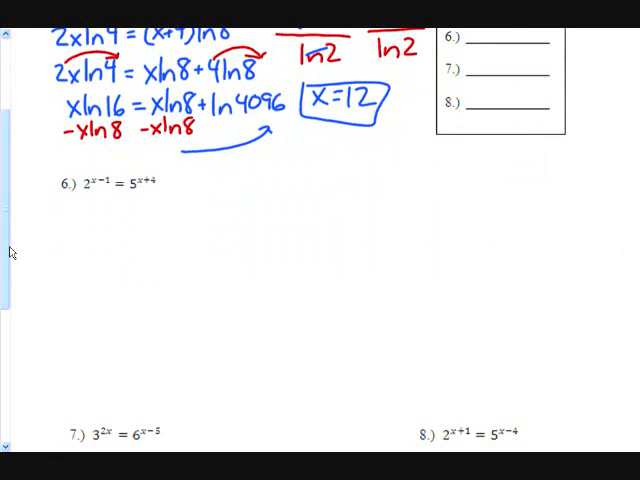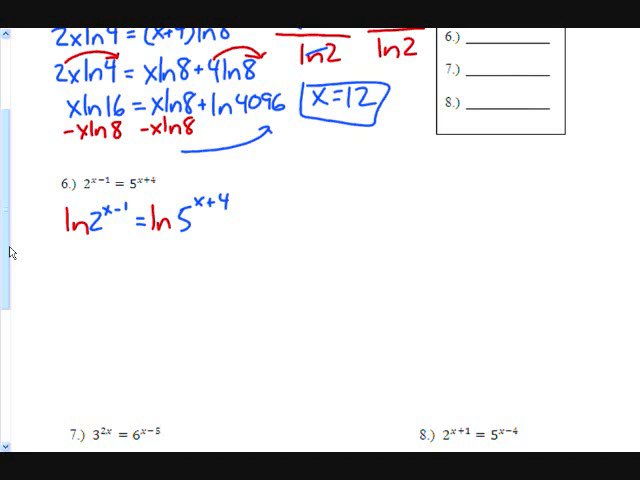For the next one, again, I'm going to start off right by going to the natural log of each side. So here I'm going to rewrite it. Now I'm going to take the natural log of each side. Again, you can use common log. The process is exactly the same, except you're writing log instead of ln.